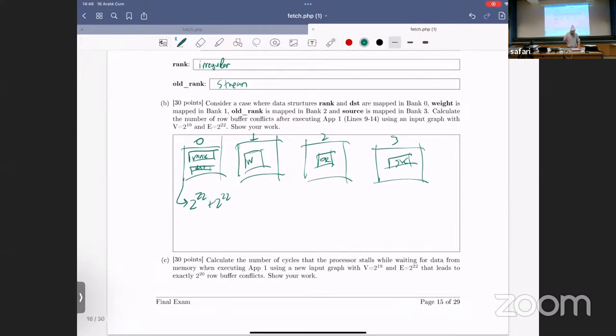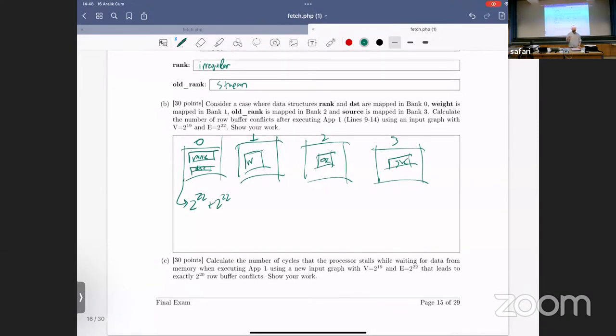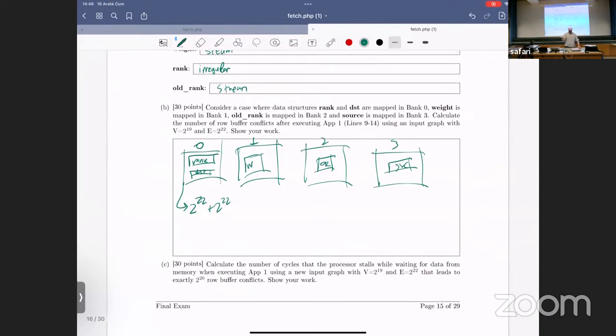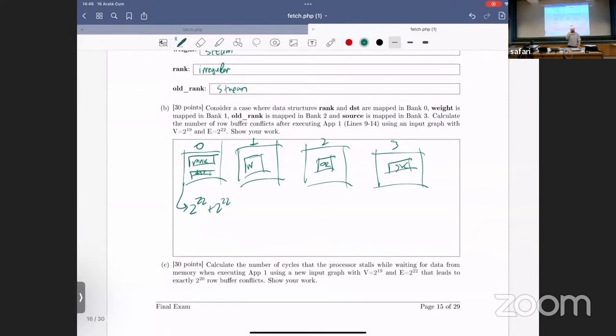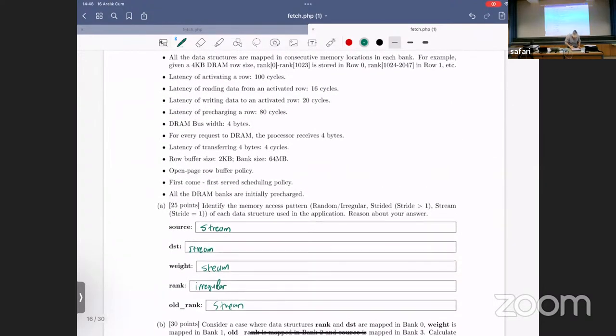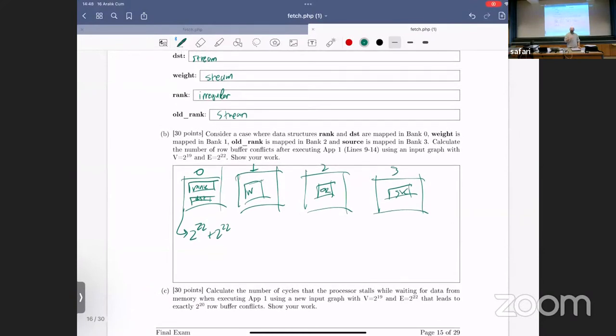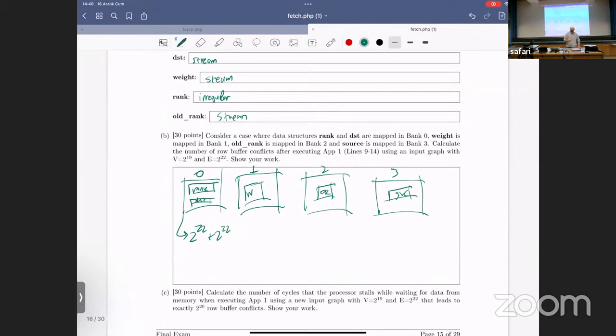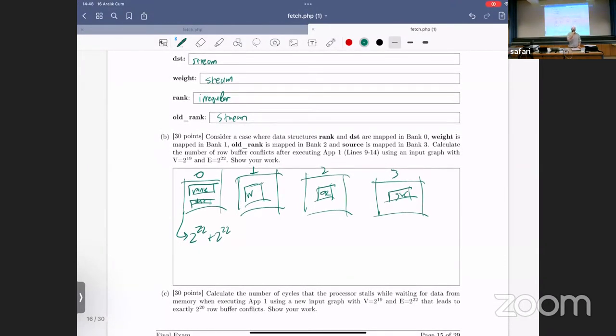So let's go to the weights in the other three scenarios, which is the same thing in common. What's the difference here? We need to activate another row and have a conflict only when the row finishes. When the row finishes and we need to go to the next row, then we need to activate another row, right? What does that depend on? The number of values we read from each row. Which is the number of values we read from each row? Each row is 2 kilobytes, and we read 4 bytes every time. So it's 2^11 divided by 2 to the power of 2, which is 2 to the power of 9.